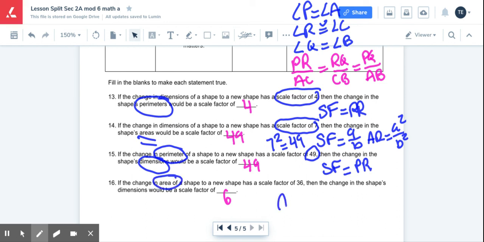If the change in the area of the shapes was a scale factor of 36, so that's saying the area ratio is 36, we have to find the scale factor for the dimensions. So we're comparing area to dimension change. So I know the area is the square of the scale factor. So I have to think, 36, what times itself gets you 36? 6 squared is 36. So that means the scale factor is 6.